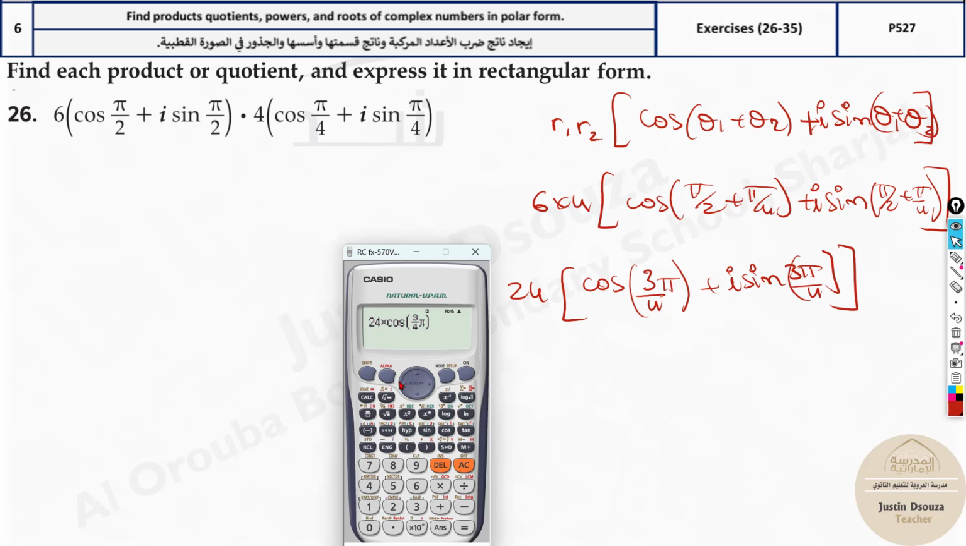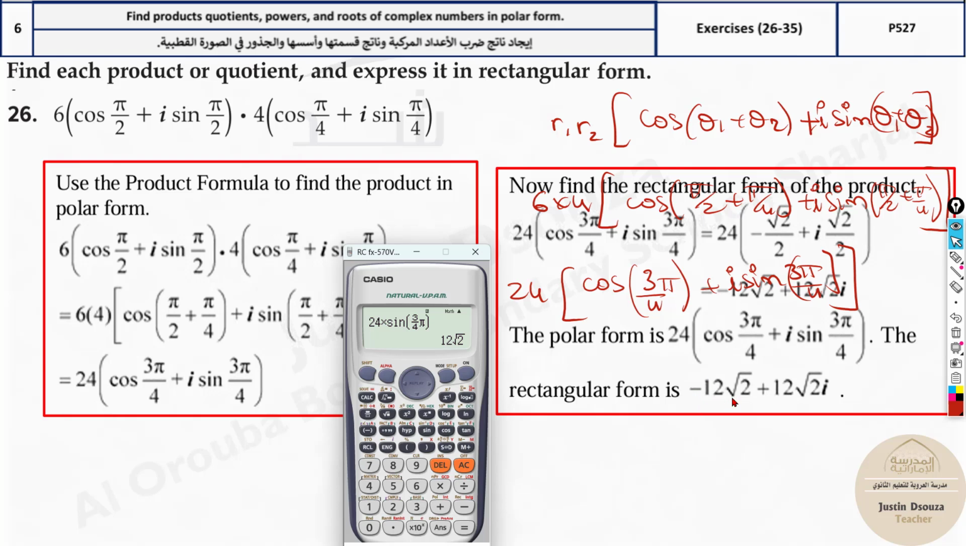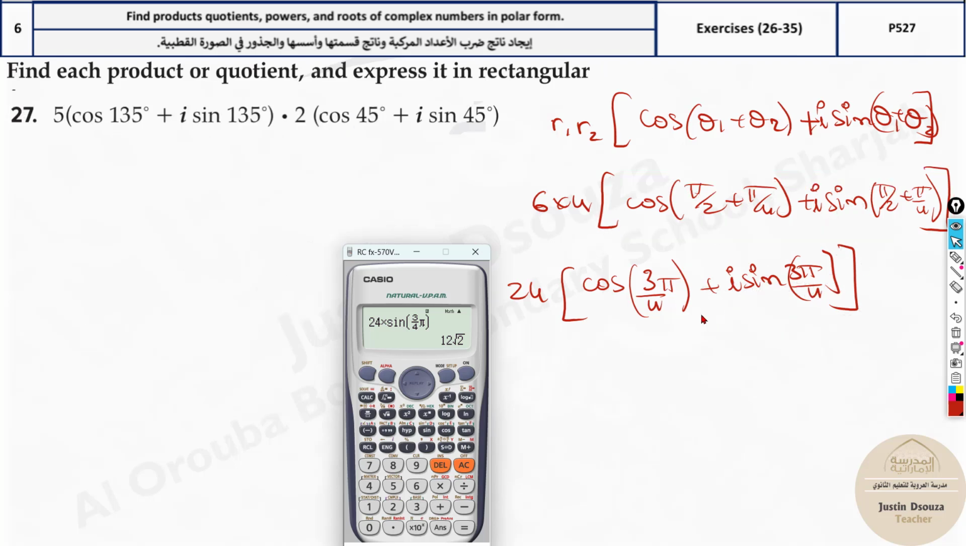Same thing, just change this cos to sine. Over here, just delete this and put sine. You get the answer 12 root 2 as well. So the answer is negative 12 root 2 and positive 12 root 2. But the positive part has the i over here. Why? Because it was the imaginary part. Simple as that. And over here, please do it by yourselves.